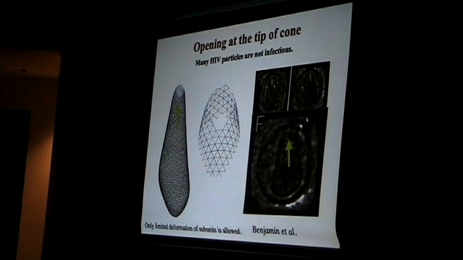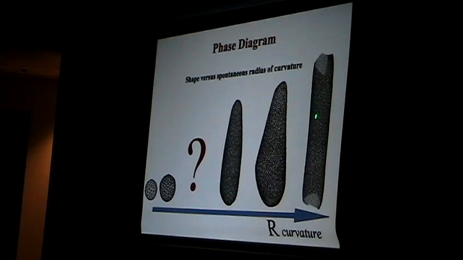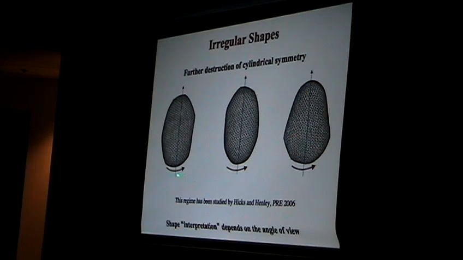So here is the phase diagram as a function of the spontaneous curvature. You see that on this side we have spheres, and here we have cylindrical and conical shapes. The one that is missing has already been studied by Hicks and Henley. He calls it the potato regime, because they look like potatoes. And you see that the shape of the capsid depends on the angle of view.